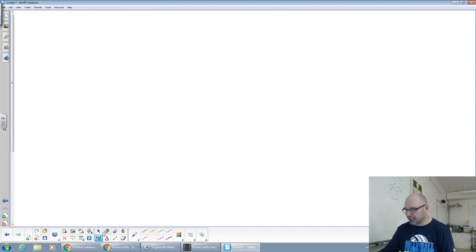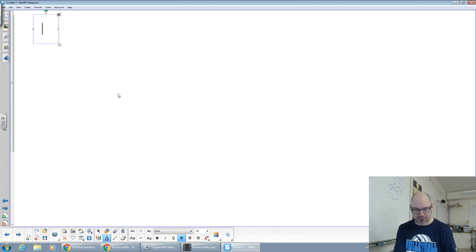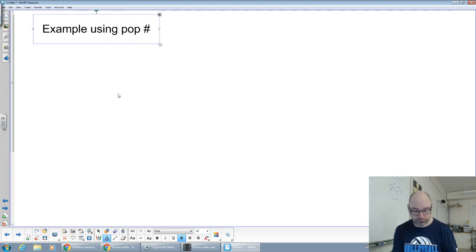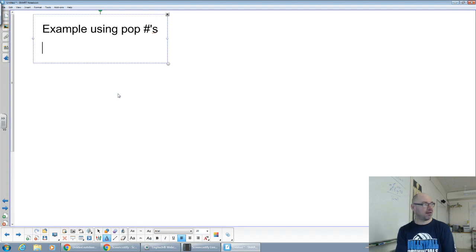Okay, so this will be our last example, the fourth one. This is an example with population numbers. Okay, so you're going to have to pick and get your probabilities out of the total and stuff.